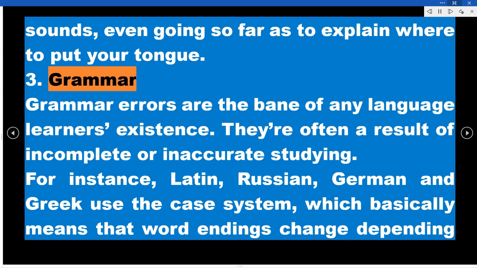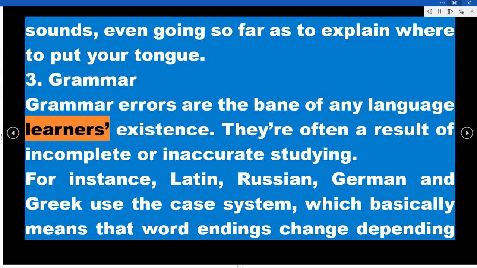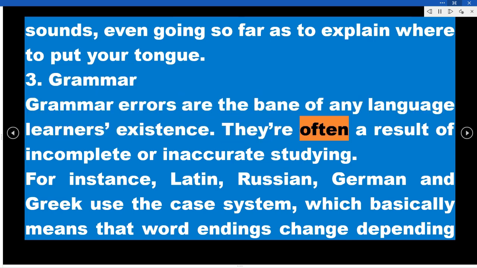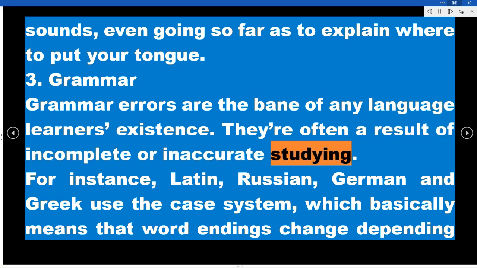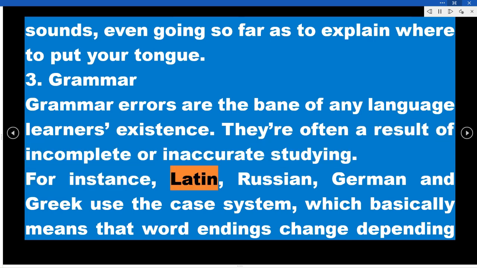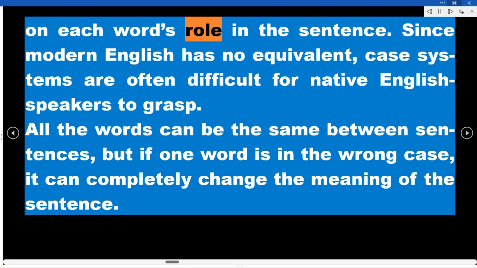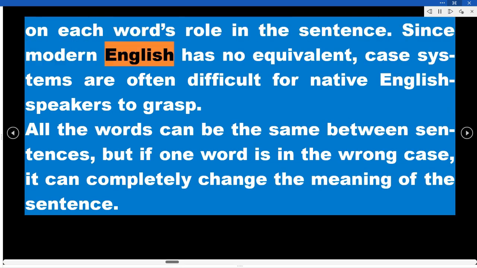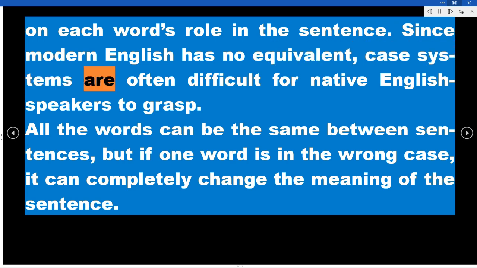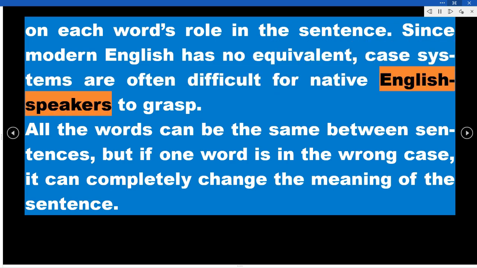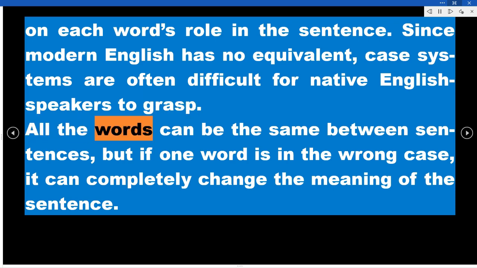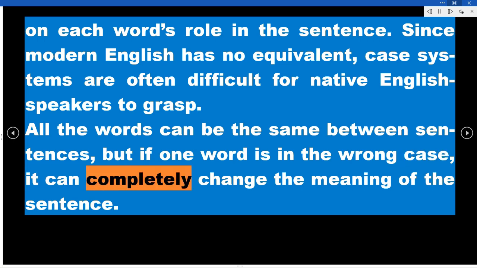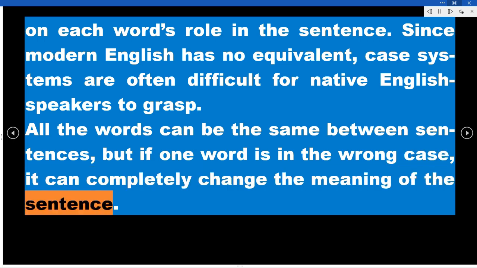3. Grammar. Grammar errors are the bane of any language learner's existence. They are often a result of incomplete or inaccurate studying. For instance, Latin, Russian, German and Greek use the case system, which basically means that word endings change depending on each word's role in the sentence. Since modern English has no equivalent, case systems are often difficult for native English speakers to grasp. All the words can be the same between sentences, but if one word is in the wrong case, it can completely change the meaning of the sentence.